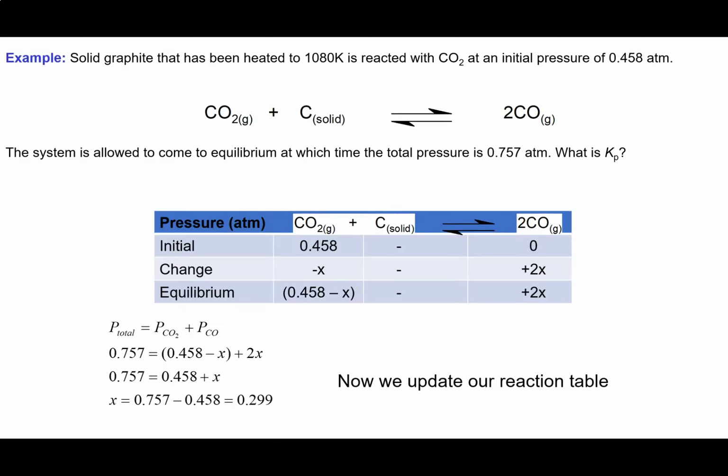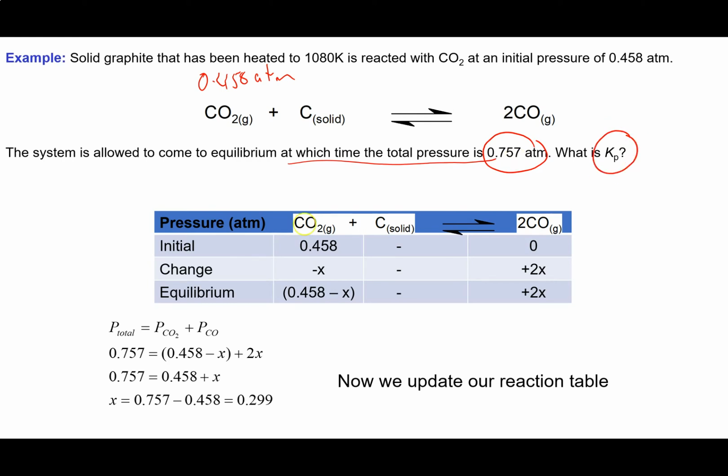So let's just have a look at a few examples here. So this is the example: solid graphite that has been heated to 1080 K is reacted with CO2 at an initial pressure of 0.458 atm to begin with. Then it says the system is allowed to come to equilibrium, at which time the total pressure is 0.757 atm. What is Kp?